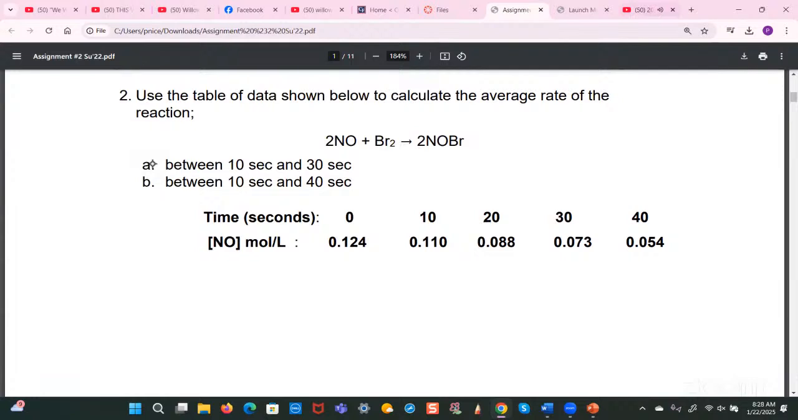So let me turn on my pen function again. Okay, so they're asking for the average rate between, this for NO, okay, very important. So basically, the average rate would be equal to minus change in concentration of NO divided by change in time, all right? Okay, so how would you calculate the average rate between 10 and 30 seconds?